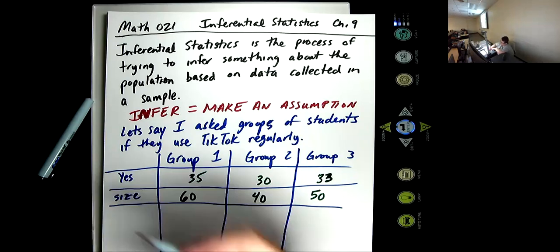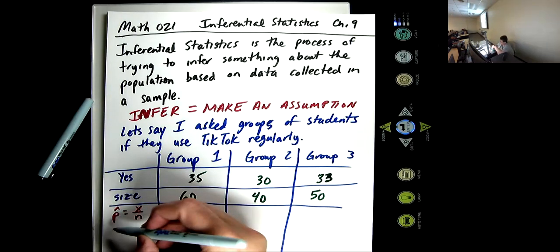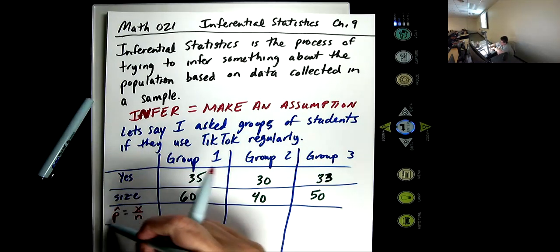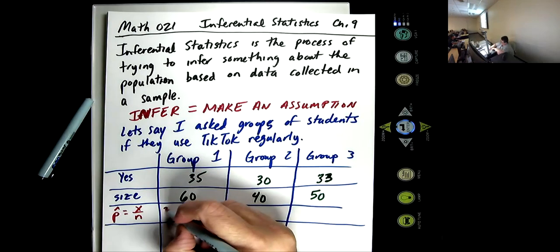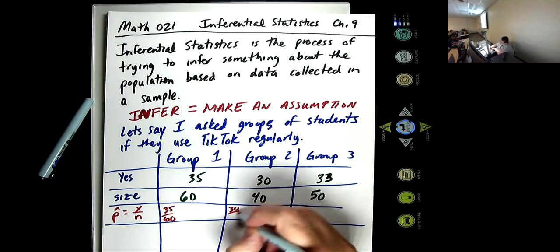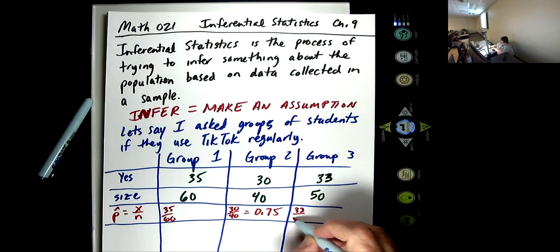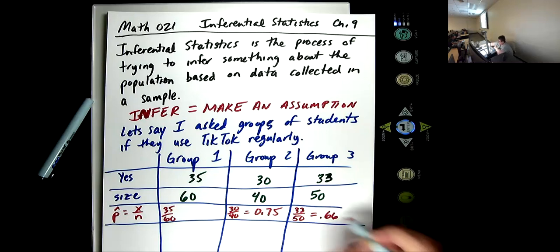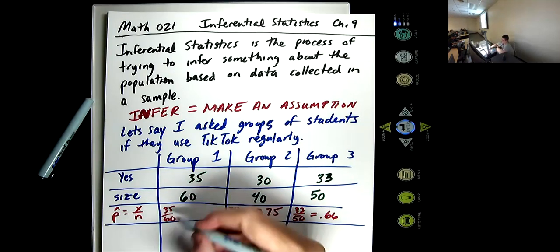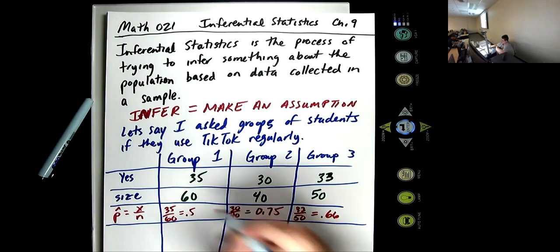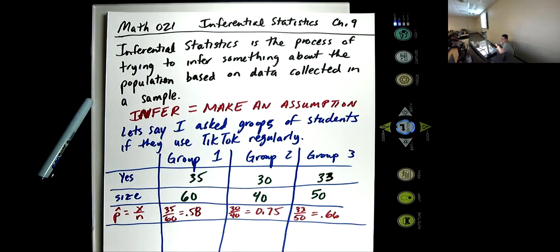So what is p hat? Or what's p for each of these? P hat is x over n. And we'll do 3 decimal places. This is, of course, 35 over 60, 30 over 40. I can do that without a calculator. That's 0.75. And 33 over 50 is 0.66. I don't know what 35 over 60 is. 0.583. And we'll do 2 decimal places for the others because they had 2 decimal places.